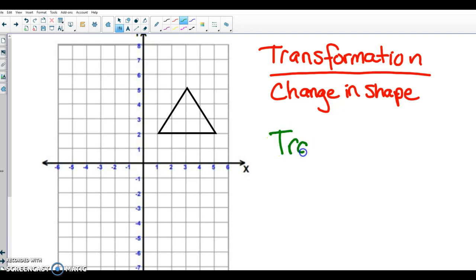So you have to know the difference between those. Transformation is the name of all of them. A translation is a specific kind. Sometimes that translation is called a slide.